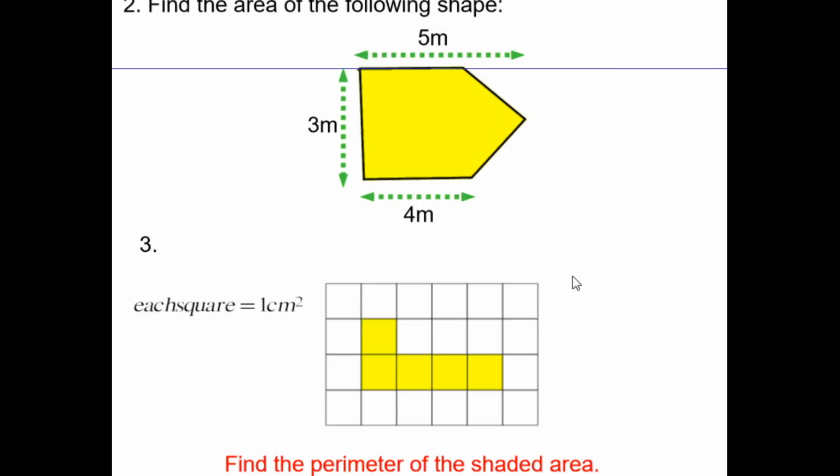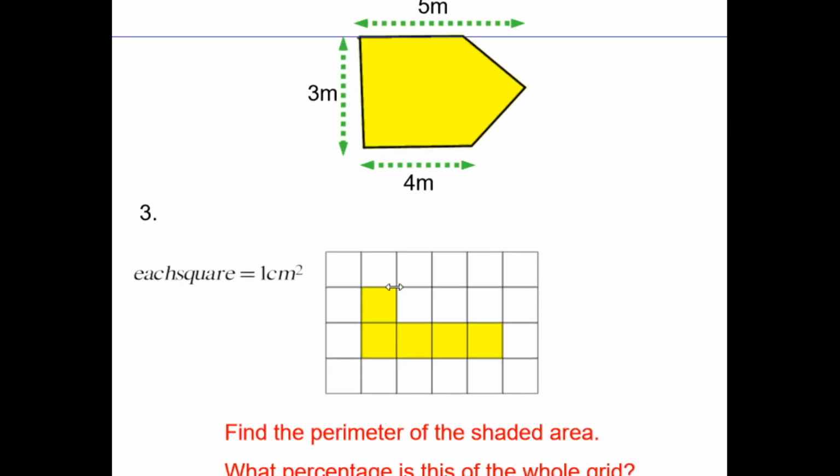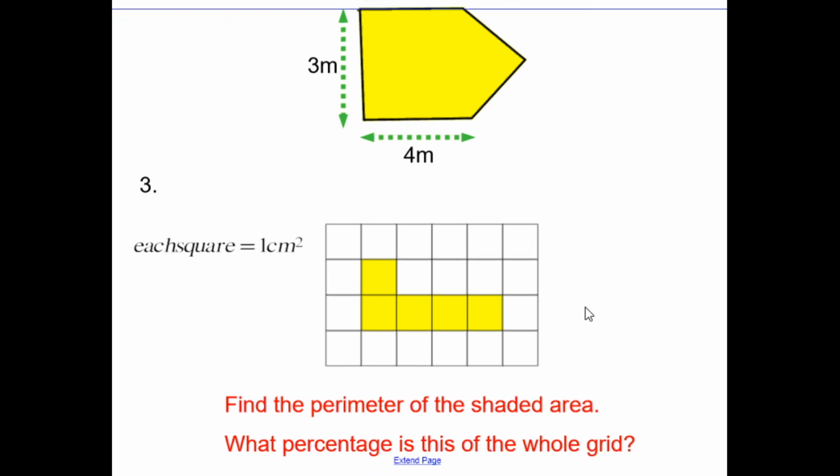And this one here, question 3. Each of the squares is 1 centimeter square. What's the perimeter of the shaded area? And as an extra question, what percentage is this perimeter of the total grid? So find the perimeter and find that as a percentage of the perimeter of the whole grid.